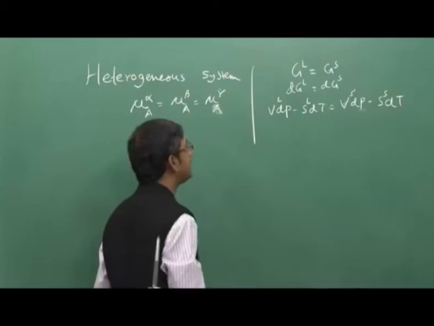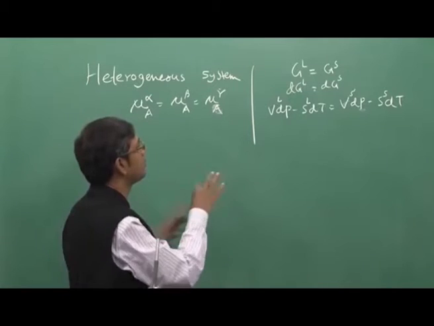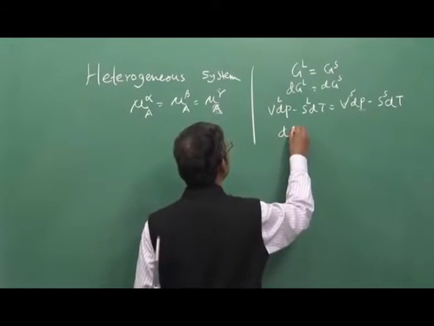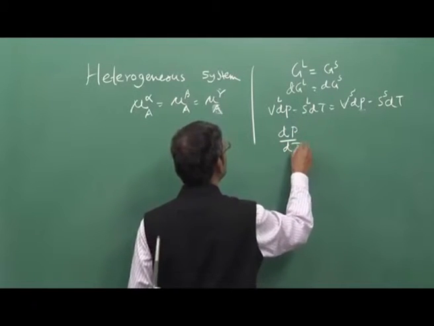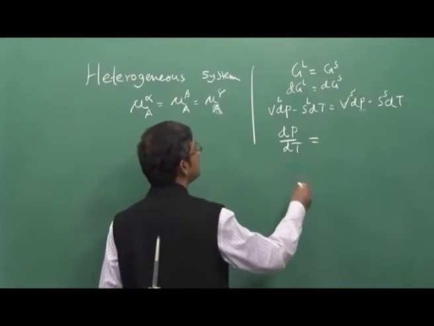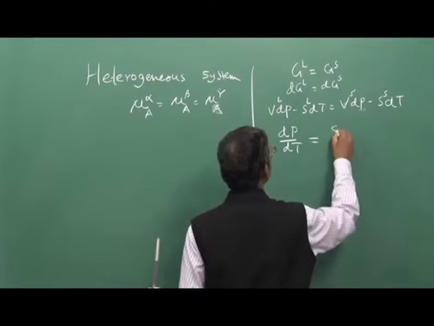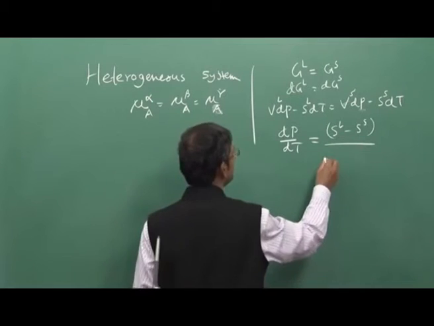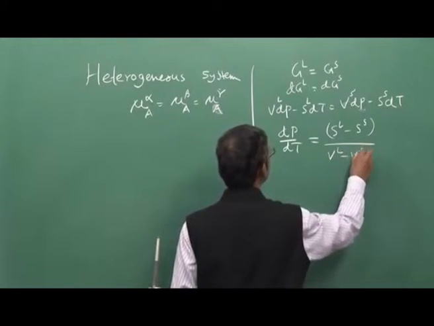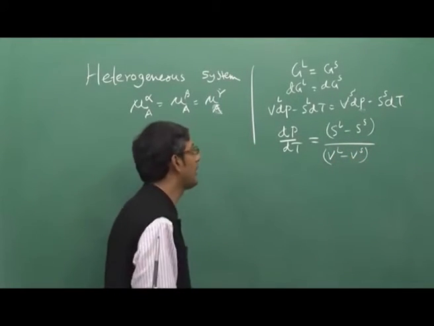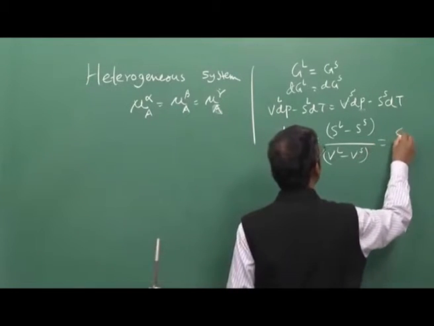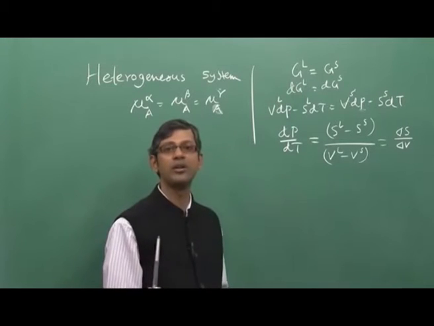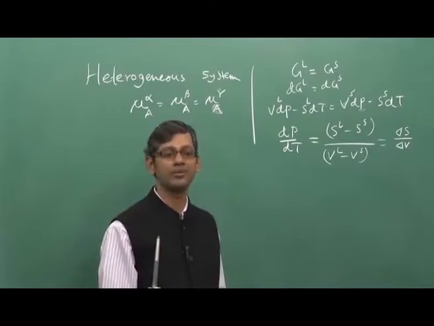So now if I just do the mathematics properly, what do I get? I get dP by dT is equal to (SL minus SS) divided by (VL minus VS). That is what I will get. This is nothing but change of entropy divided by change of volume when the transformation from solid to liquid happens, or liquid to solid happens.